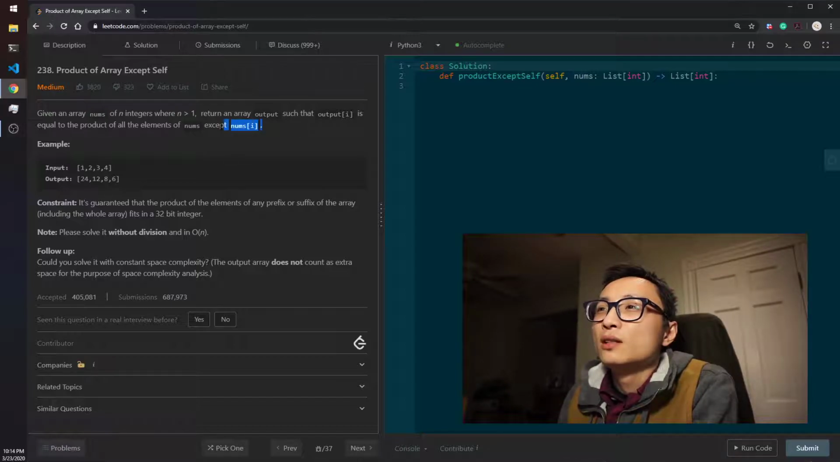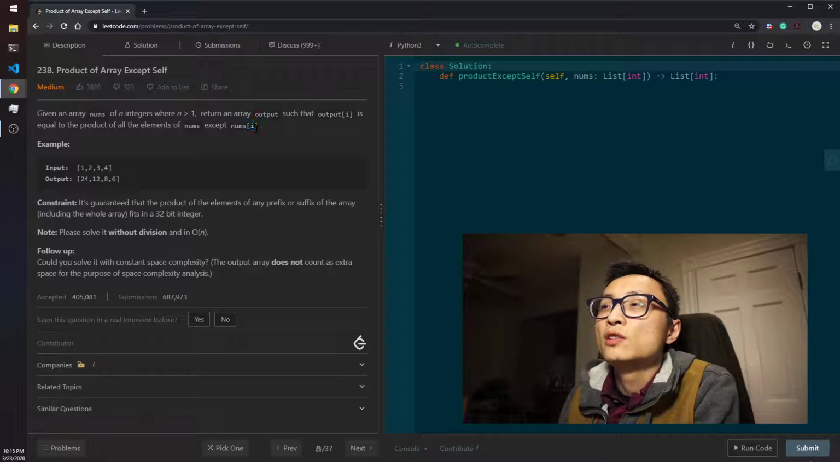So this is just equal to the product of all the elements of nums, and then divide that total product by this number, right? So for example, we have the input here 1, 2, 3, 4. The output is 24, 12, 8, and 6.